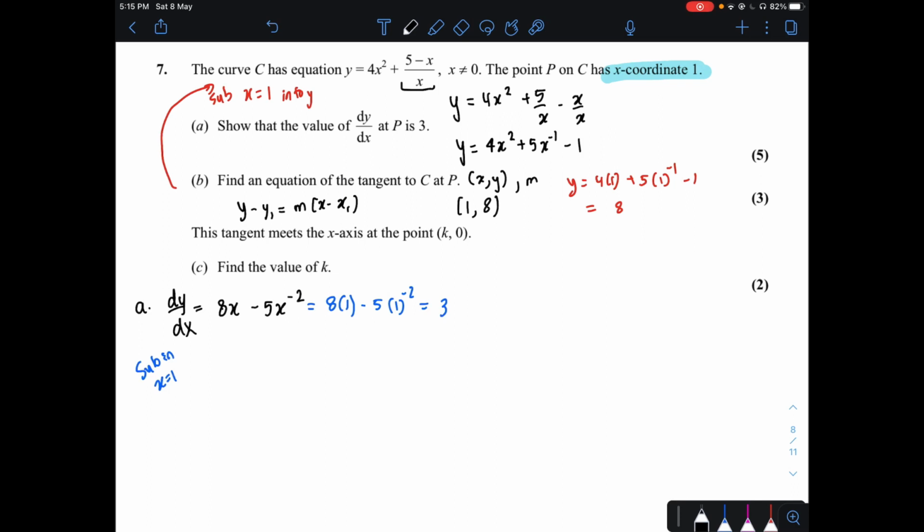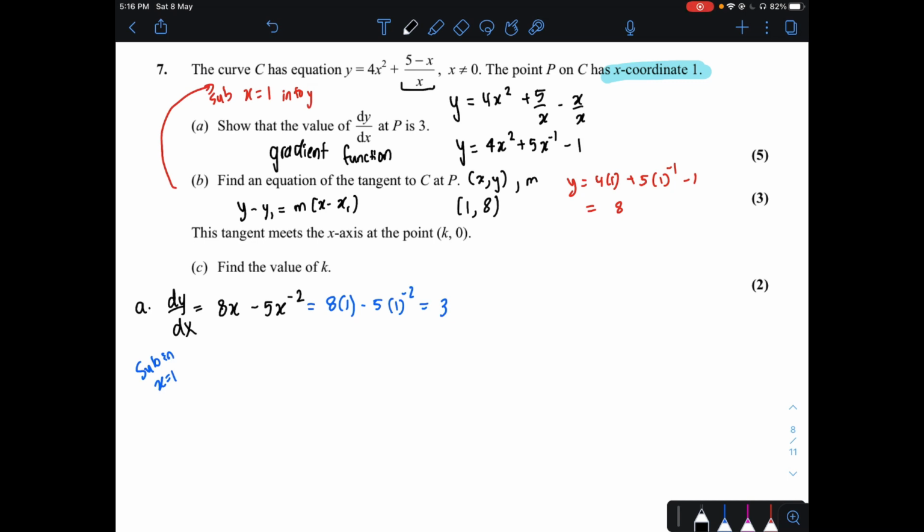And our gradient is from part A, because dy by dx, or the differentiation, is also called the gradient function. So this is the gradient function, isn't it? So we know the gradient at P is 3. So we can just sub in everything into this equation we have.